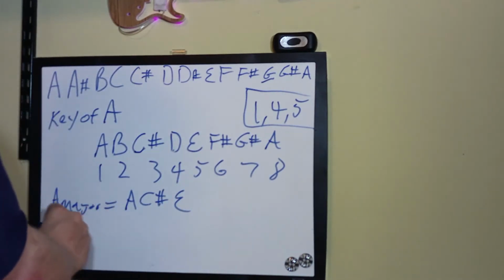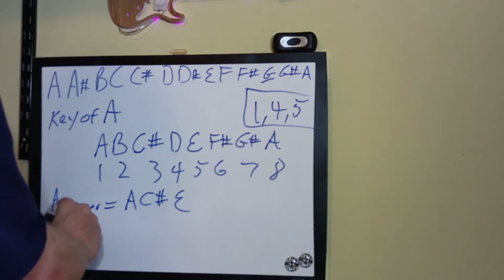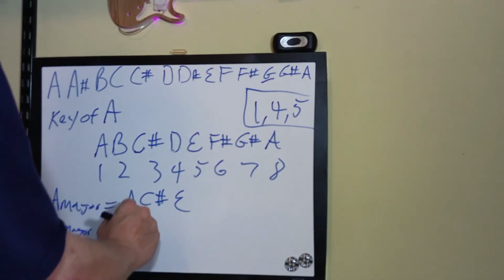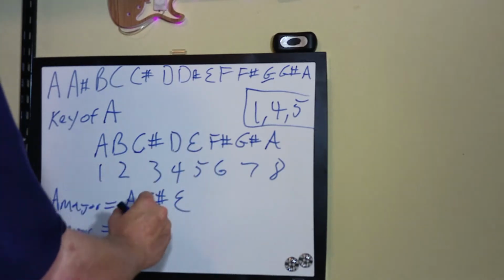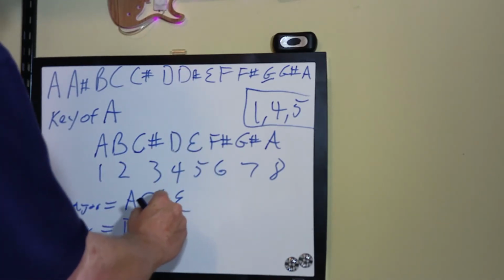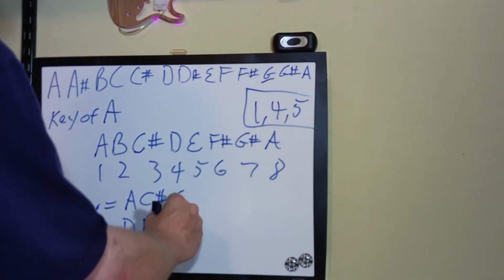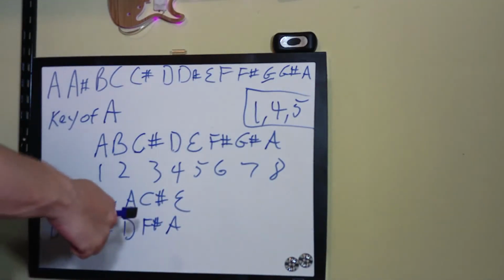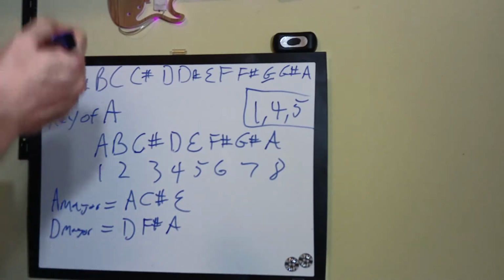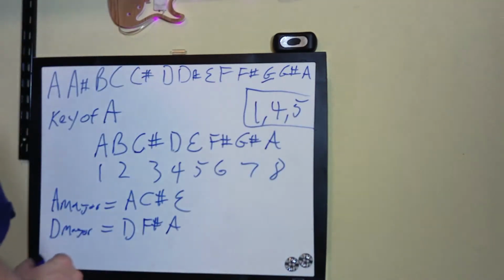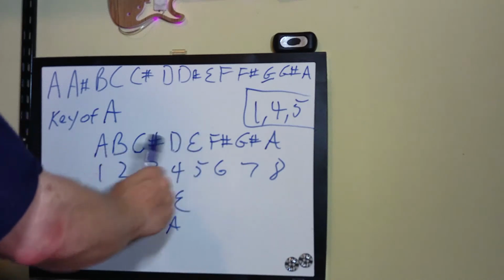So D is the 4th note. So we're going to have a D major chord as our 4th chord. We know it's major because we know in our formula up here that 1, 4, and 5 are always major. So we have D, we have F sharp, and we have A. And you may notice those are the same notes that we found for D major when we were in the key of G. D major is always the same notes.